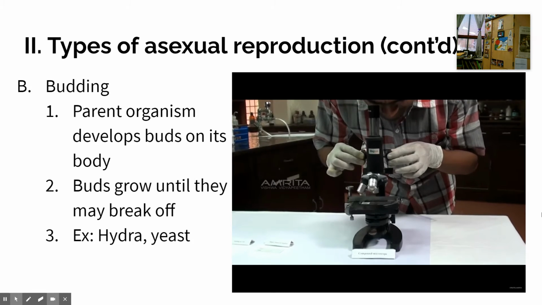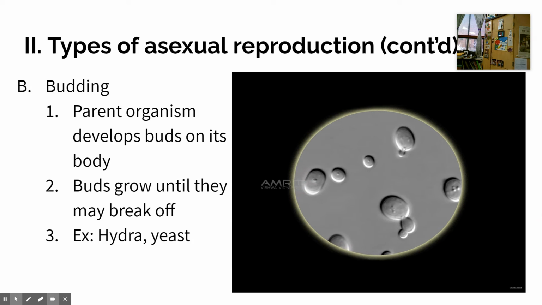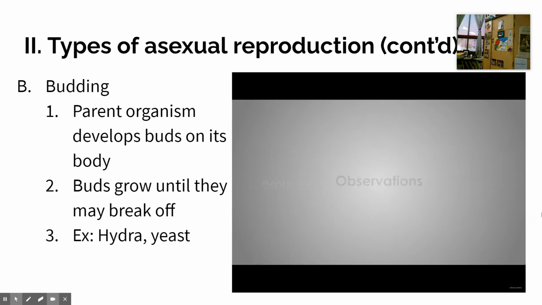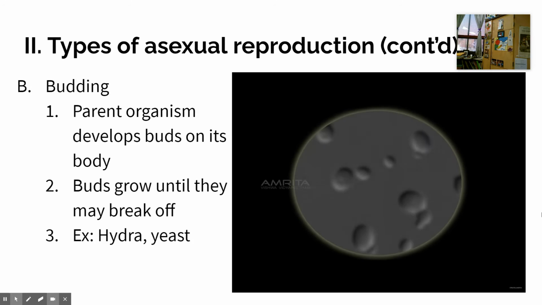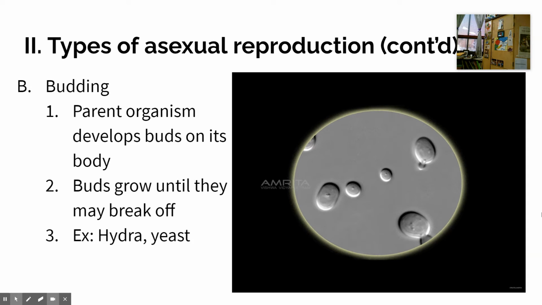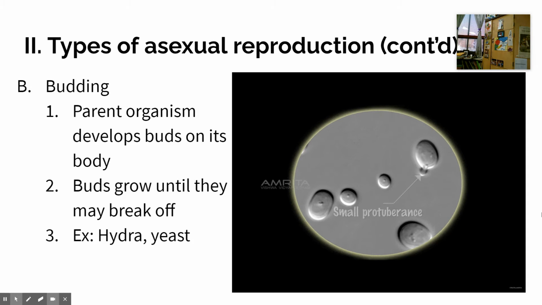Observe the different phases of budding in yeast through the lens of the compound microscope. Observations: we can observe that cells of the yeast are spherical or oval in shape. First, a small protuberance appears on the body of the parent cell, known as a bud.